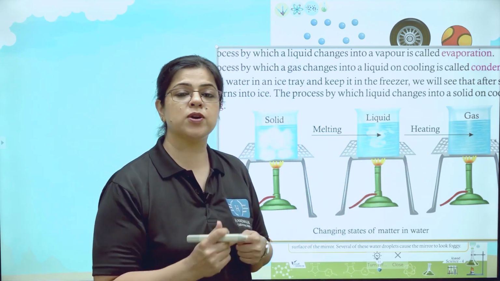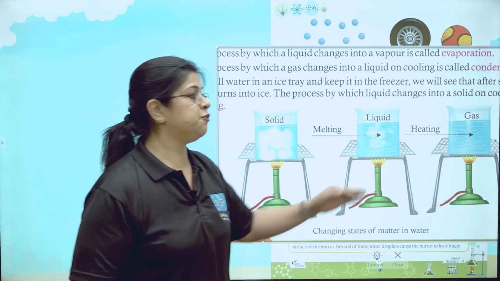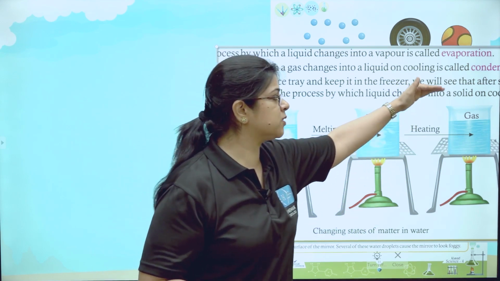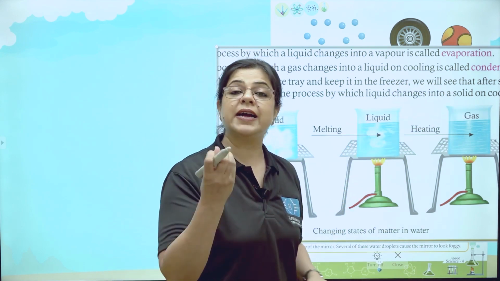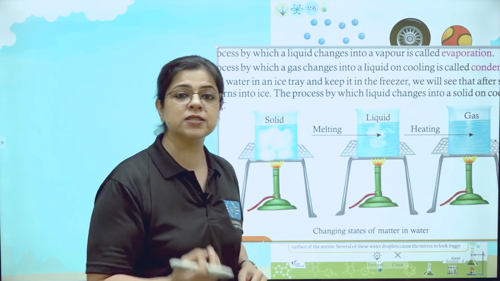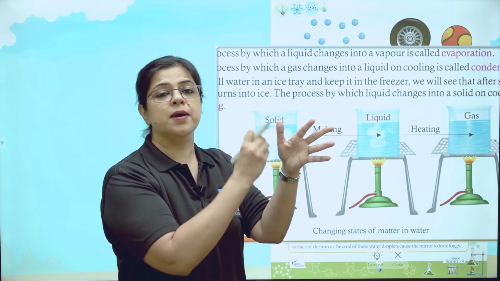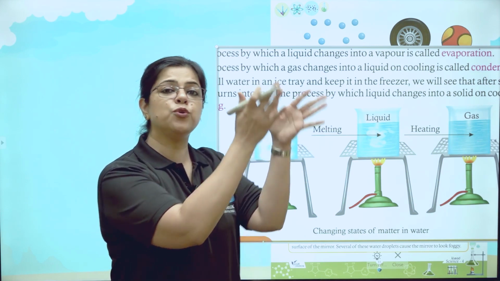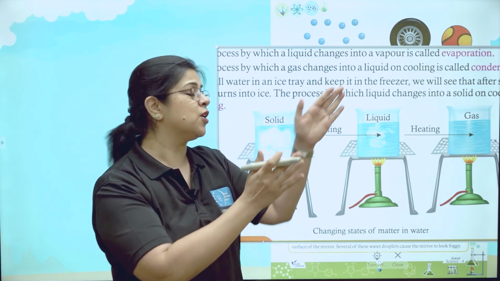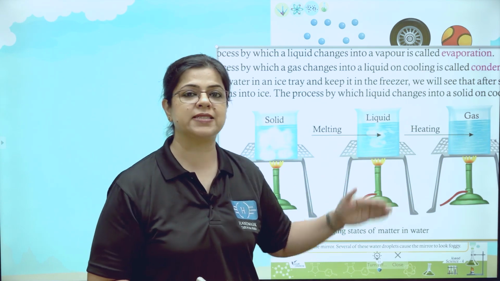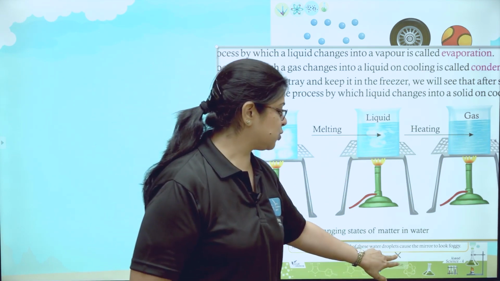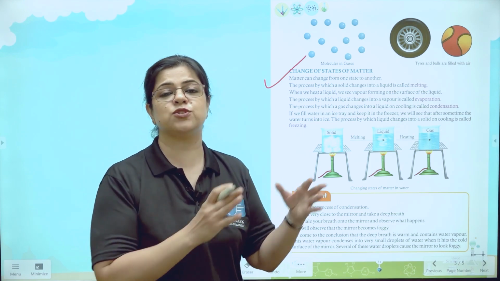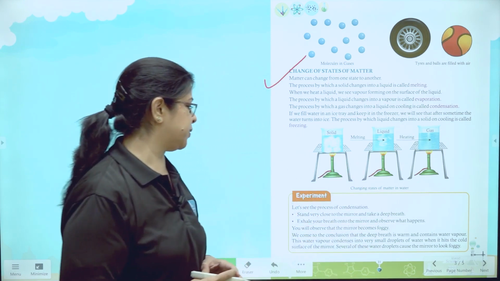Now the reverse process is also possible. If you cool down a gas by probably placing a plate on top of this beaker, condensation happens. Because of this condensation, you will see beads of water droplets formed on the plate. Now if you cool this water once again, you will get solid ice, which is called freezing. So here you see that we can comfortably change one state of matter into another.